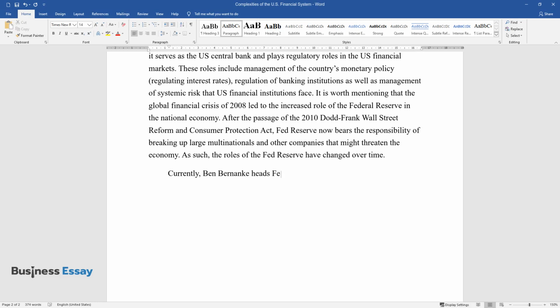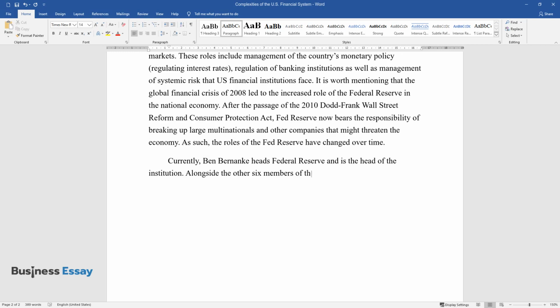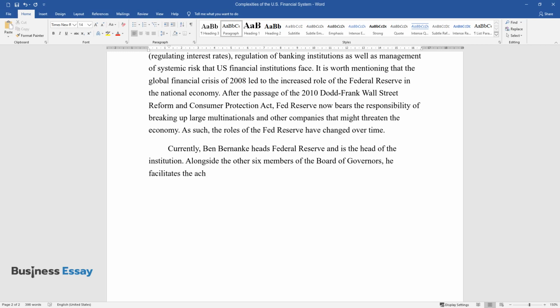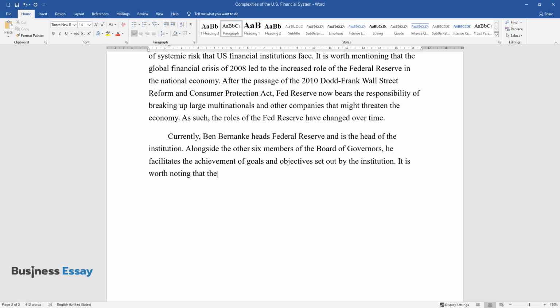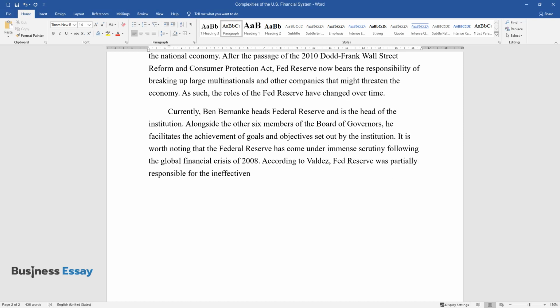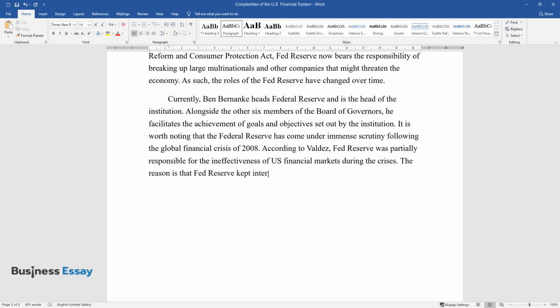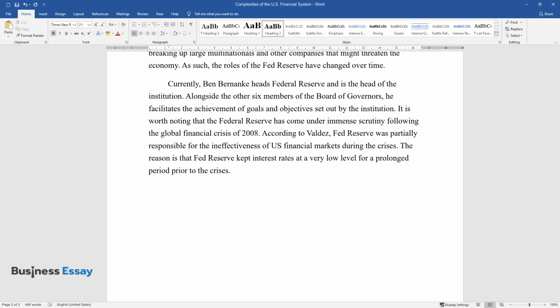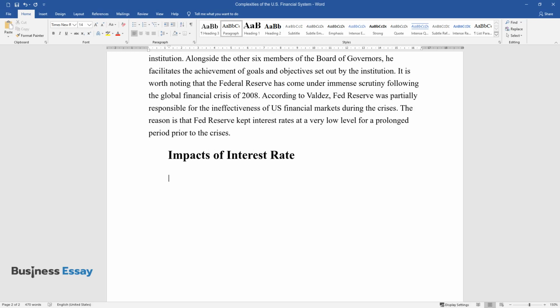Currently, Ben Bernanke heads the Federal Reserve. Alongside the other 6 members of the Board of Governors, he facilitates the achievement of goals and objectives set out by the institution. It is worth noting that the Federal Reserve has come under immense scrutiny following the global financial crisis of 2008. According to Valdez, the Fed Reserve was partially responsible for the ineffectiveness of U.S. financial markets during the crises. The reason is that the Fed Reserve kept interest rates at a very low level for a prolonged period prior to the crises.